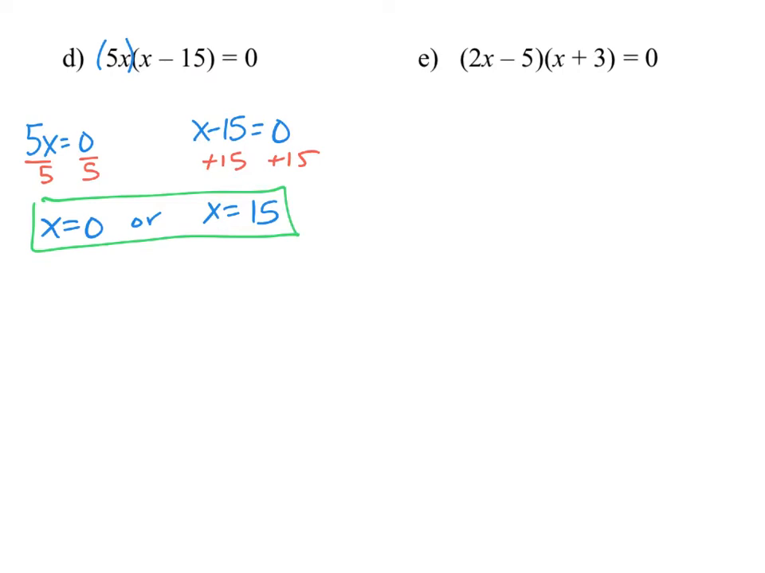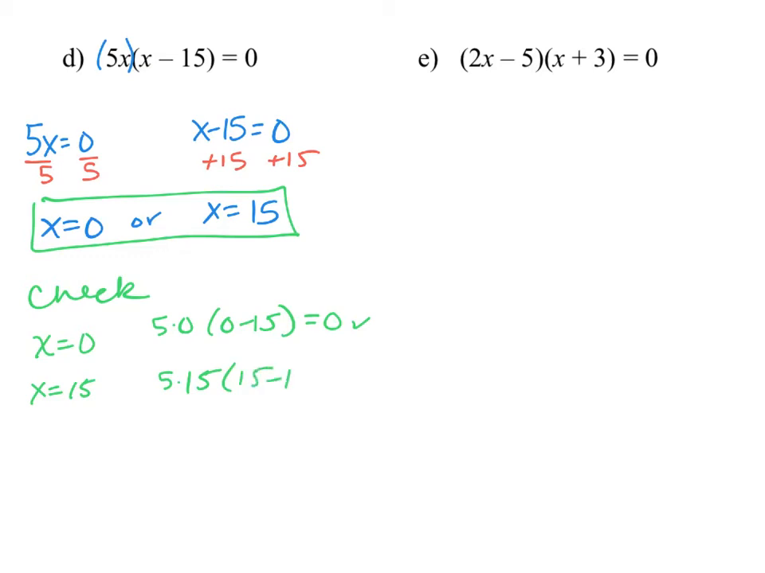And to check, we want to plug both of those values into the original equation. If we set x equals 0, we get 5 times 0 times 0 minus 15, and then we get 0 times negative 15, which is equal to 0. We also check x is equal to 15. We get 5 times 15 times the factor 15 minus 15. And since that's going to be 0, 5 times 15 times 0 does equal 0.